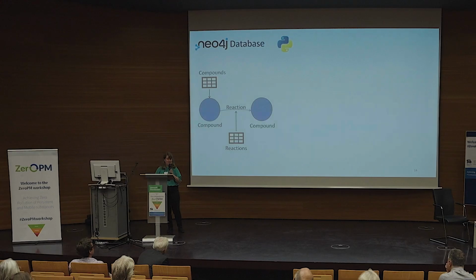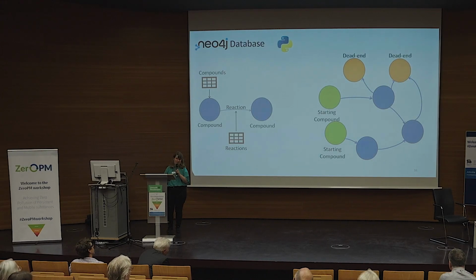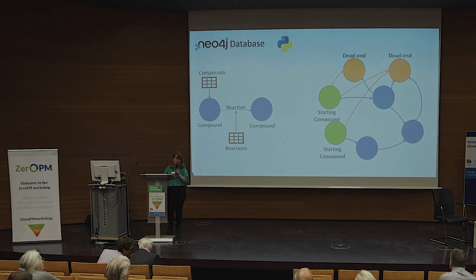And the relationships are our reactions. So this then contains the information about the module that was used for the prediction and so forth that we had in our reactions table. So putting that together, we end up with this kind of network of transformational reactions. And we can then also add some extra information to this network and these nodes, such as which are starting compounds, which are our dead-end compounds, and we can also add some direct relationships between each starting compound and their corresponding dead-end compounds to make our searching a little bit easier.